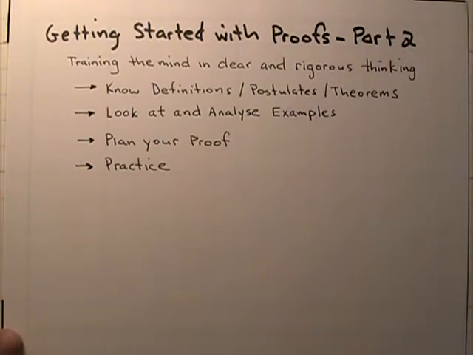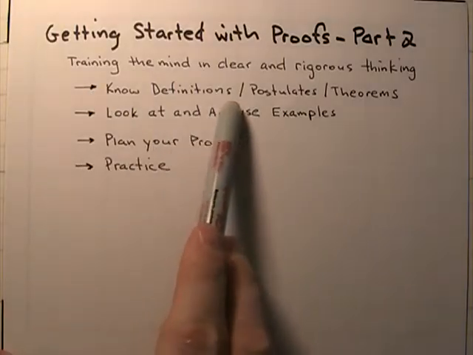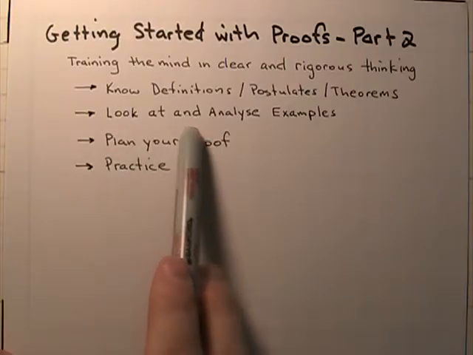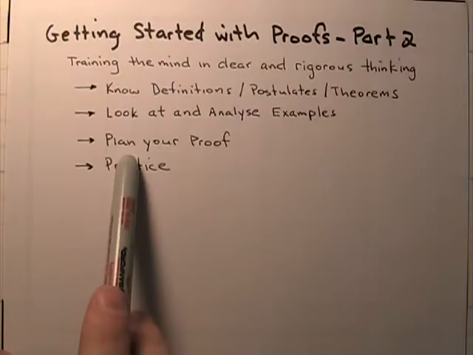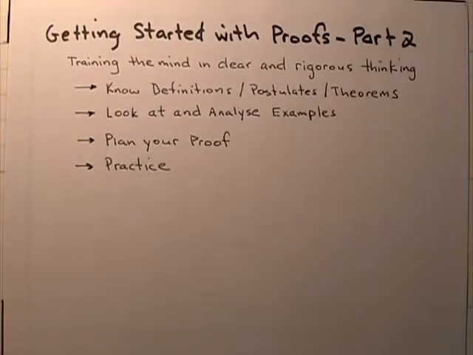Okay, welcome back to Getting Started with Proofs. This will be part 2. Last part, remember, we looked at how to learn the definitions, postulates, and theorems. We took a quick look at studying and analyzing some examples. And then in this video, I'm going to talk quickly about planning your proof and then show you how to practice your proofs so that you can learn how to do them yourself.